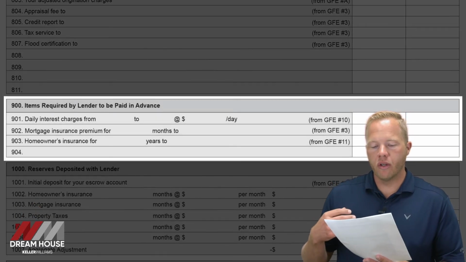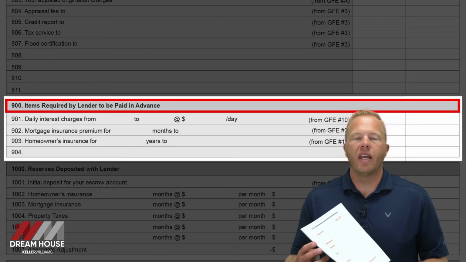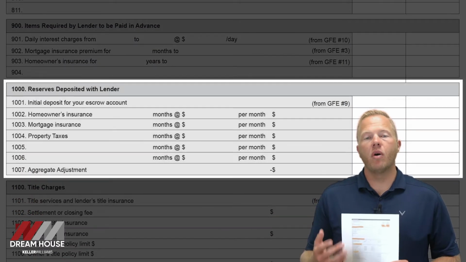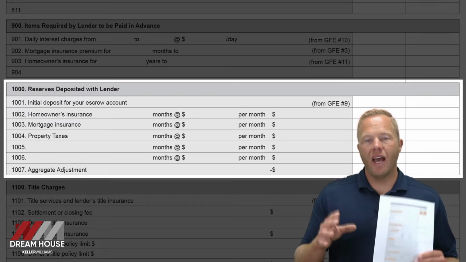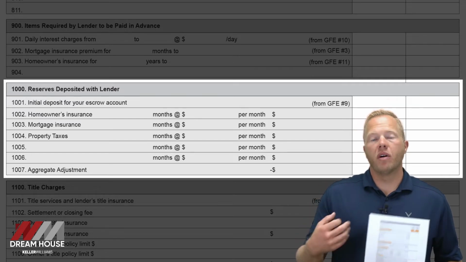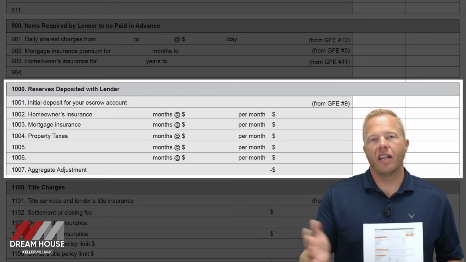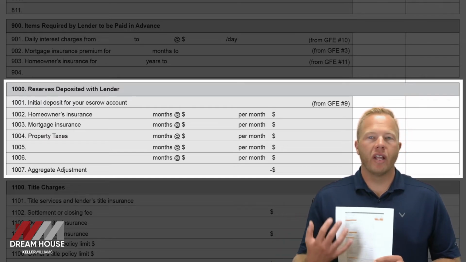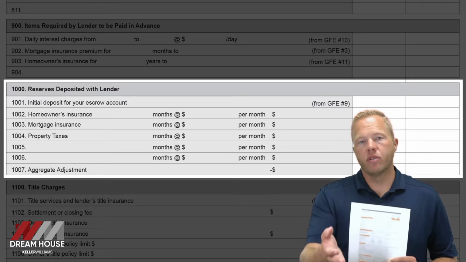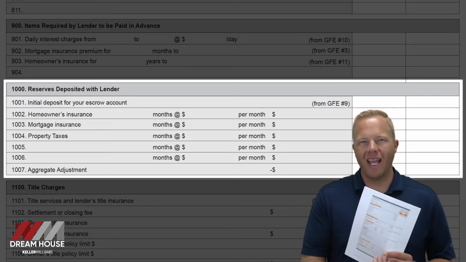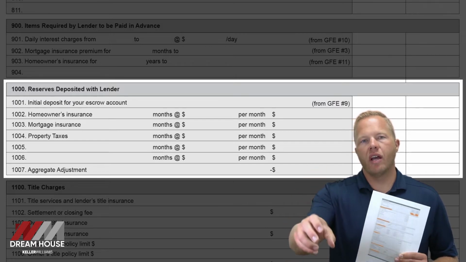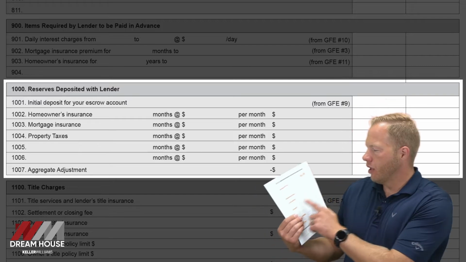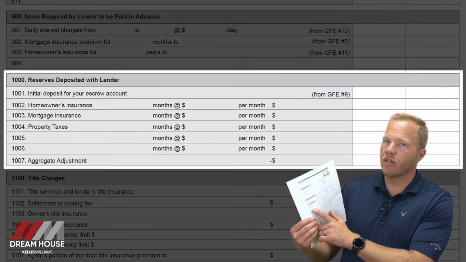Now box 900 are items required by the lender to be paid in advance. That's your home insurance. Typically they'll want you to open an escrow account with 1 year of homeowner's insurance in that account. It's called an escrow account. As well as the taxes. They'll want a year of taxes in that account to start with. And when your taxes come due, they actually draw directly from your escrow account, but it's incorporated in your homeowner's payment. Typically, your bank will distribute that from an escrow account. So those prepaids are going to be right here, or reserves as they call them.